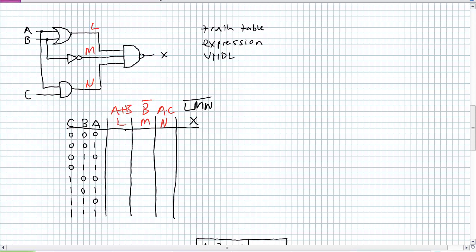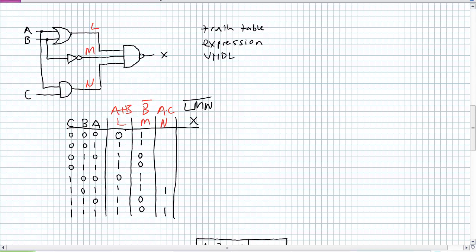Or the only time it's low is when all inputs are high. So just fill out the column for L when A or B. There you go. Okay, what's M? It's not B. What's N? It's A and C.